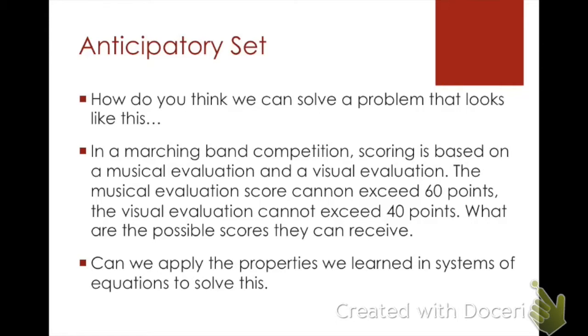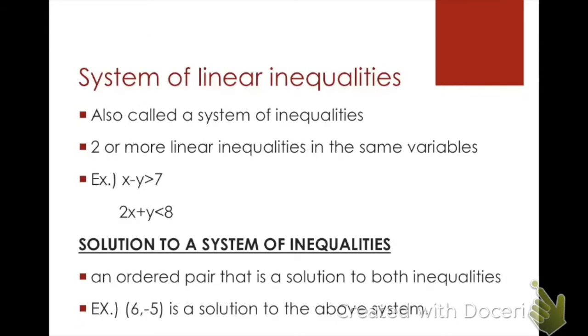In a marching band competition, scoring is based on the musical evaluation and the visual evaluation. The musical evaluation score cannot exceed 60 points. The visual evaluation score cannot exceed 40 points. What are the possible scores that they can receive? So, I want you to be thinking how we can possibly apply these properties that we've learned in systems of equations to solve this problem. So think about it for a little bit, press pause, but I'm going to move on to start defining some things.